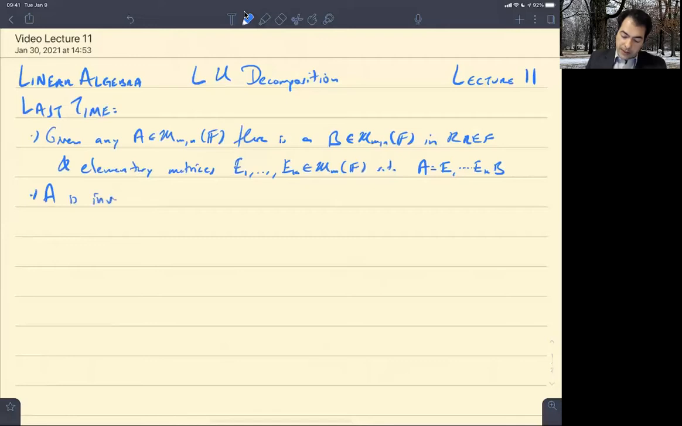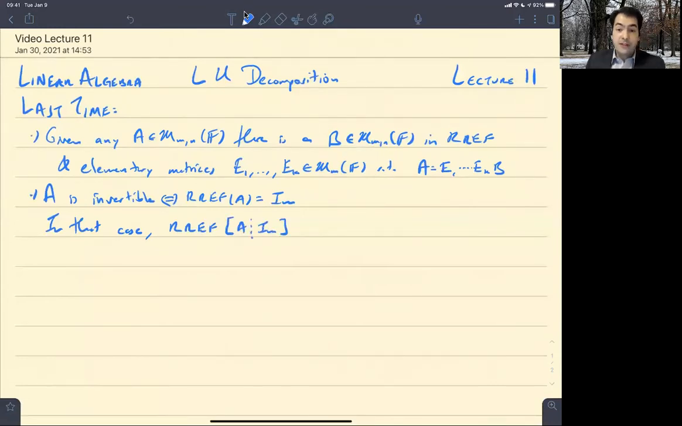We also learned that A is invertible if and only if its reduced row echelon form is equal to the identity, and in that case, the reduced row echelon form of the matrix A augmented with the identity matrix is equal to the identity matrix augmented with A inverse. So that gave us a way of finding inverses of matrices.